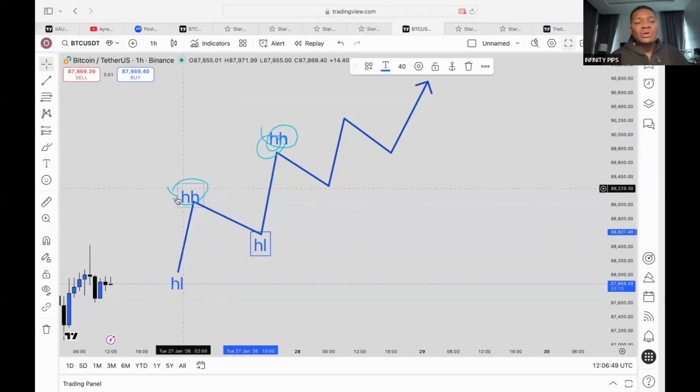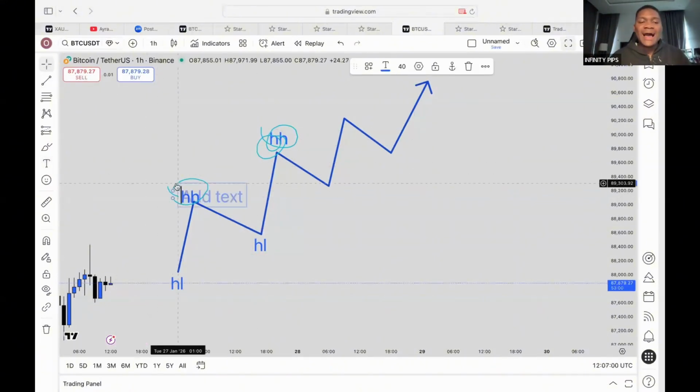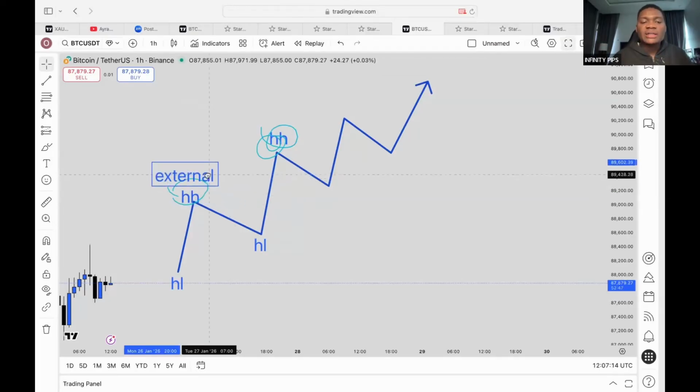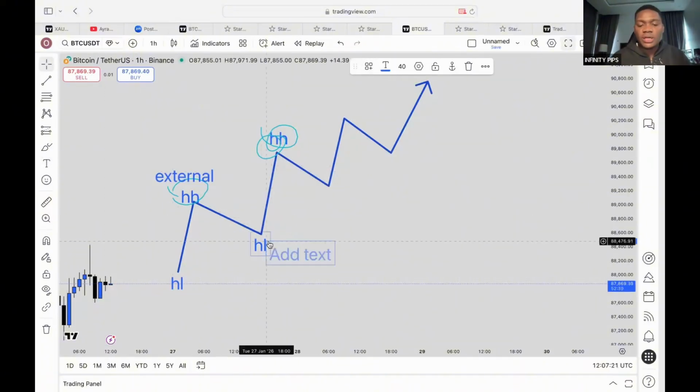Also, the upside can be regarded as external structure. Let me write that out, just in case you don't know this. The outer side, this higher high area, can be regarded as external structure, while the inside will be regarded as the internal structure. So here we call it the internal structure.